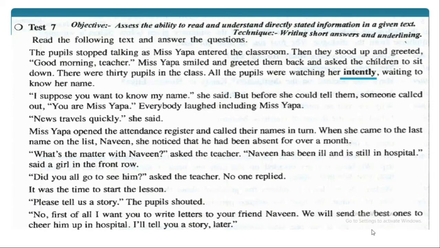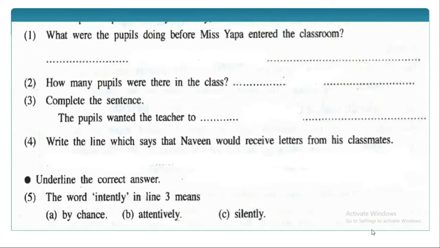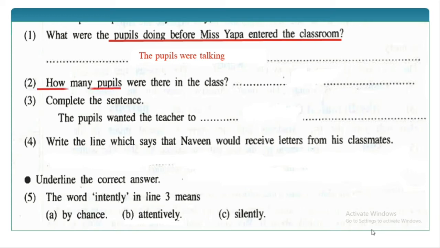Now you have to answer the questions. Let's look at the questions. First one, what were the pupils doing before Miss Yapa entered the classroom? Here they are asking the action. The answer is pupils were talking. Next one, how many pupils were there in the class? How many? Here they are asking the number. It is directly mentioned in the text.